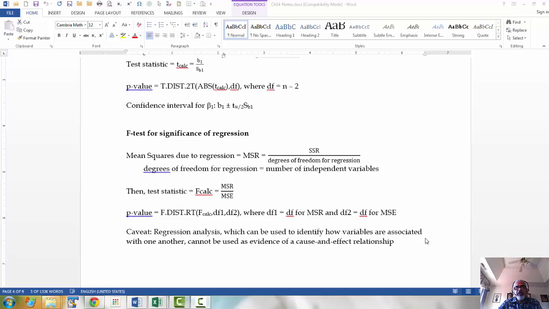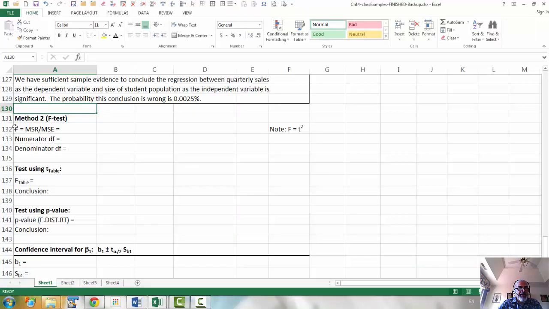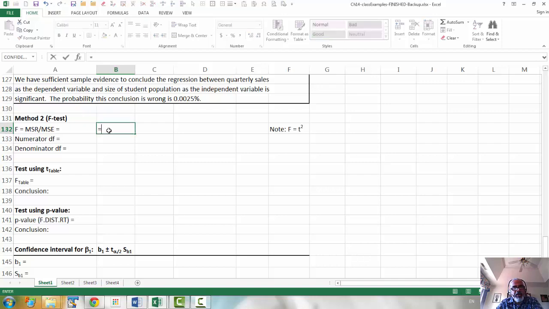Now we can do the significance as an F-test also. And the F-calc is MSR, the mean square for regression, divided by MSE, the mean square of error. And then we can do a p-value test or an F-test. So let's go to the Excel file. So F is MSR divided by MSE. So we can go MSR.